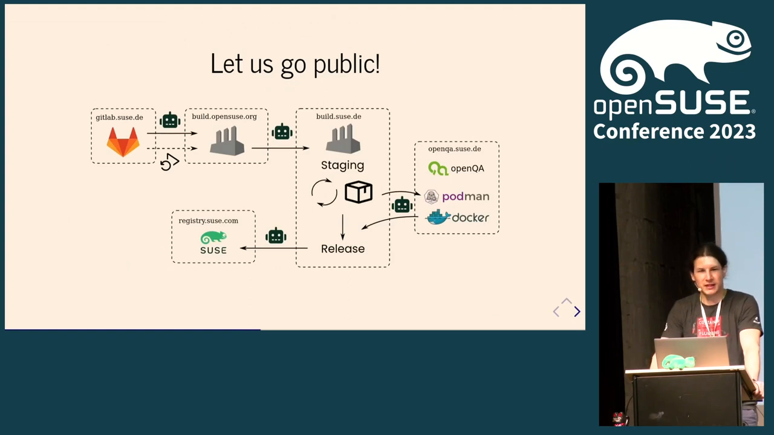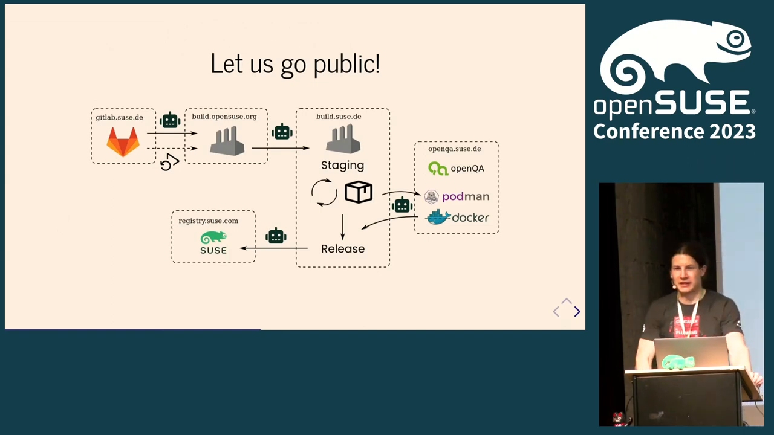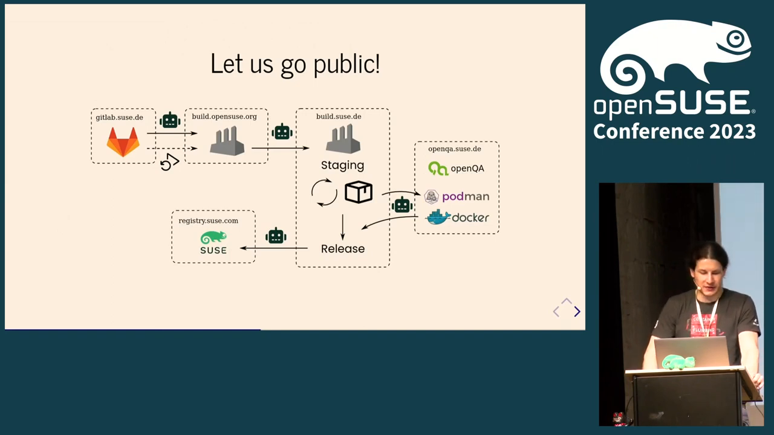So, well, let's move the thing public. First step that we did was let's create a project on OBS, point all the automation that's in place to OBS, create a bot that just submits everything from OBS to IBS, and keep the rest. So in theory, you could contribute, and it's in a public place. And so that was the first step.